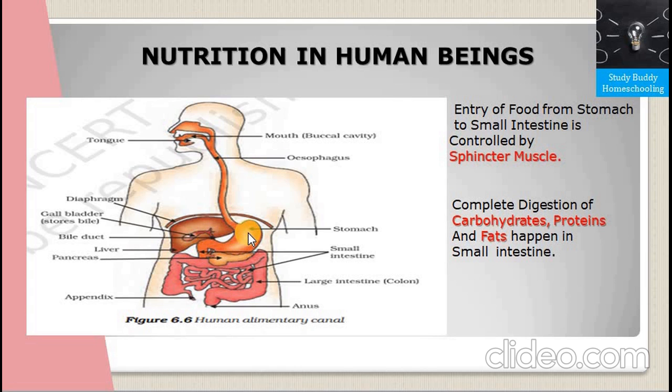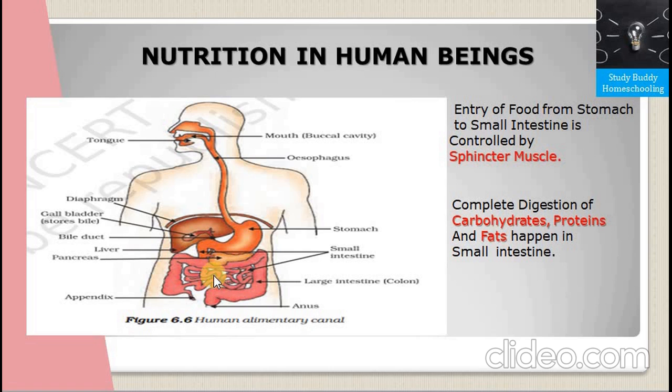The passage of food from stomach into small intestine is controlled by a muscle called sphincter muscle. Small intestine is a thin, long, coiled tube compactly placed in our lower abdomen.